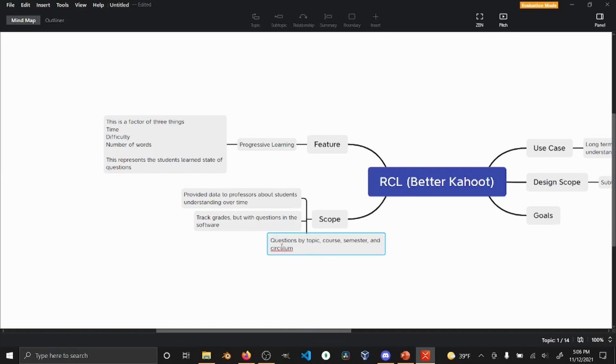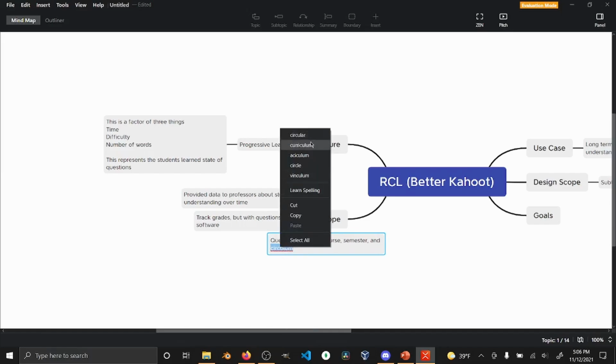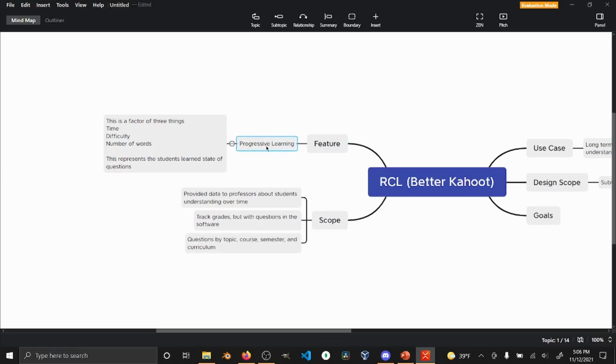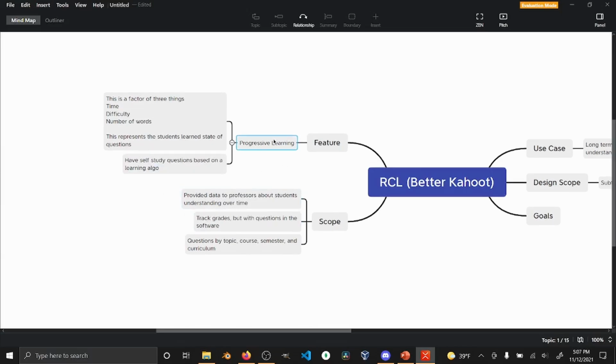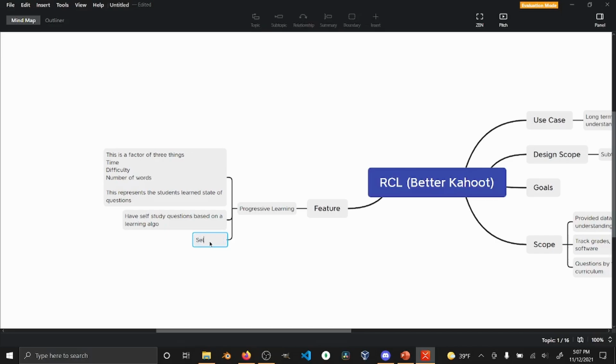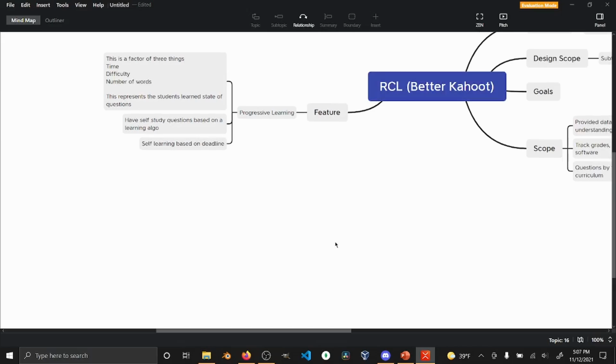Okay, so let's go back to features because you guys had good ones. So progressive learning. One of the things that you said is, hey, over time, we still need to visit these questions. The thing I was talking about earlier was about Quizlet. Yeah, something about Quizlet. I think the students can pick the date of their test, and then it'll determine how much information they give on how they study. Self-learning based on deadline. Okay?